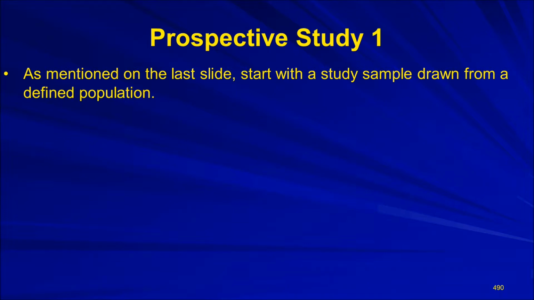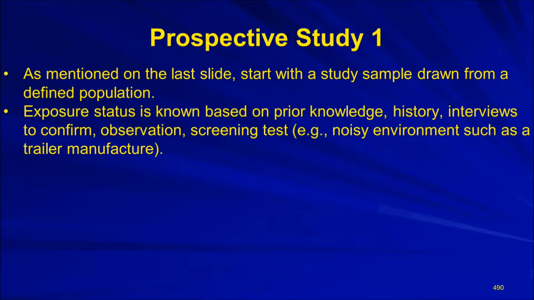As mentioned on the past slide, start with a study sample drawn from a defined population. Then exposure status is known based on prior knowledge, history, interviews to confirm. Observations and screening tests are ways to confirm what you have suspected. You might, for example, look at a noisy environment if we're checking hearing acuity, and what was the difference between those people who were exposed to the noise and those who were not.